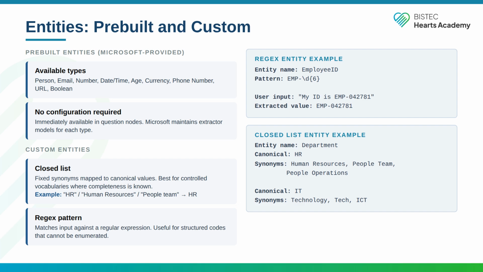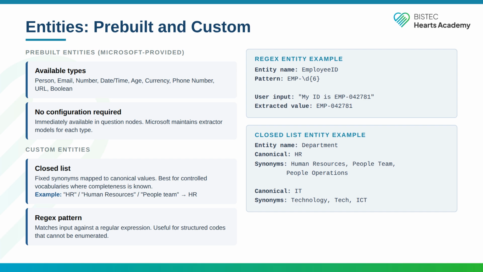Regex entities match user input against a regular expression pattern. This is the right choice for structured codes that cannot be enumerated: employee ID following a fixed format, case numbers, invoice references, booking codes. The example on this slide shows a question node configured with a regex entity for employee ID using the pattern EMP_D6. When the user types, "My ID is EMP042781," the entity extractor returns EMP042781 as the variable value without capturing the surrounding sentence.